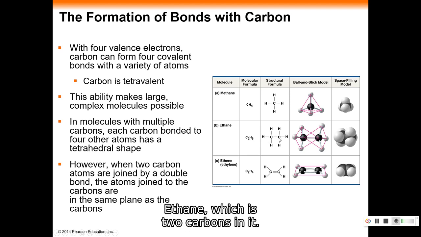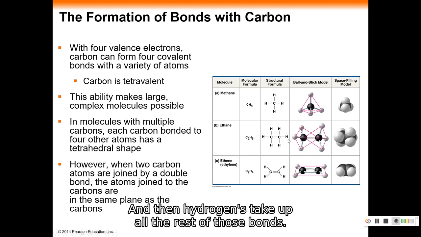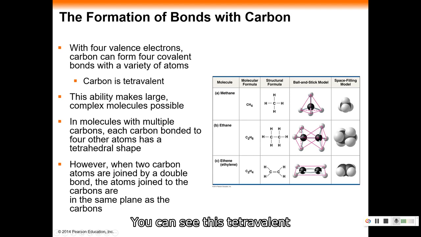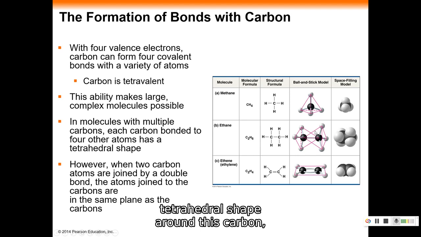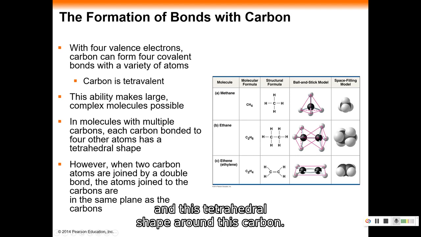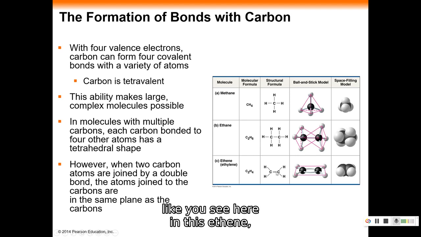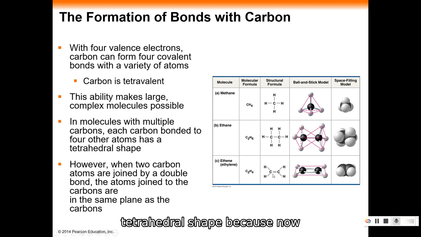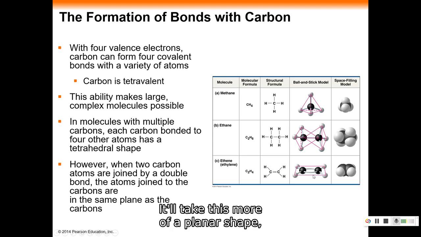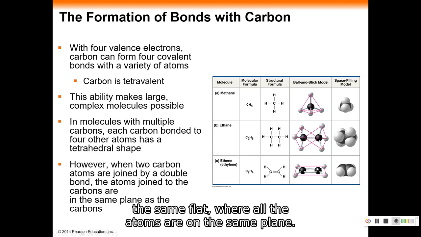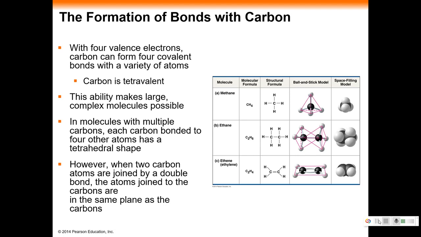Ethane has 2 carbons in it, and then hydrogens take up all the rest of those bonds. You can see this tetrahedral shape around this carbon, and this tetrahedral shape around this carbon. However, when carbon forms a double bond, like you see here in this ethene, it loses its tetrahedral shape because now it's bonded to 3 things. It'll take more of a planar shape, the same flat, where all the atoms are on the same plane.